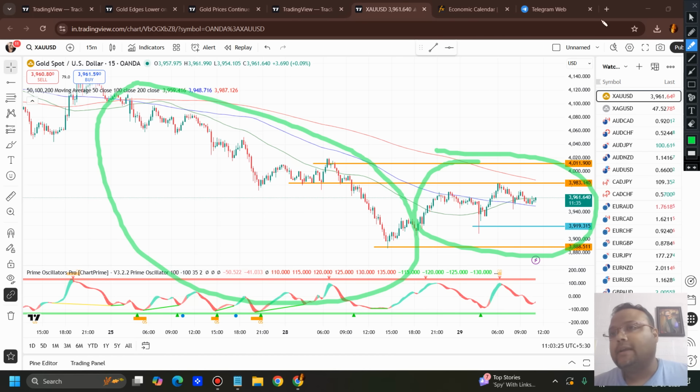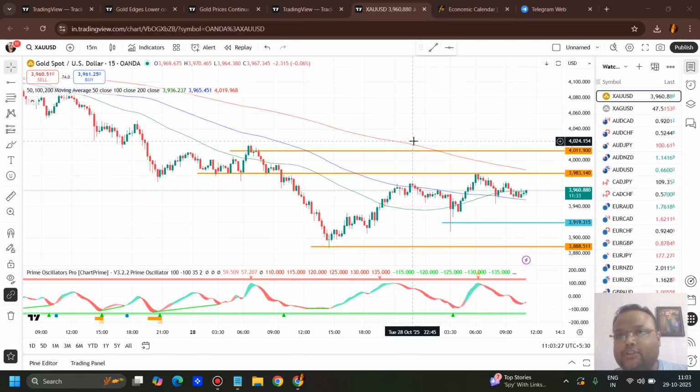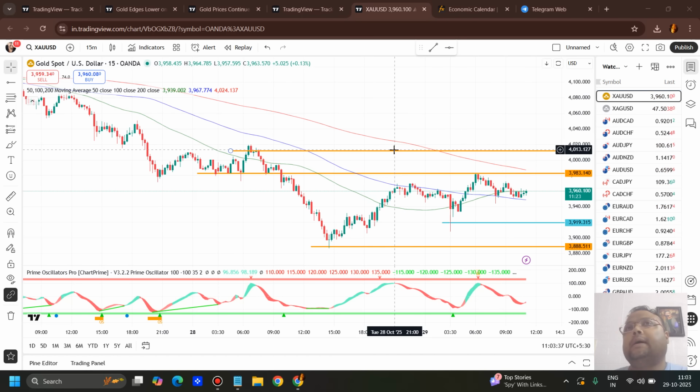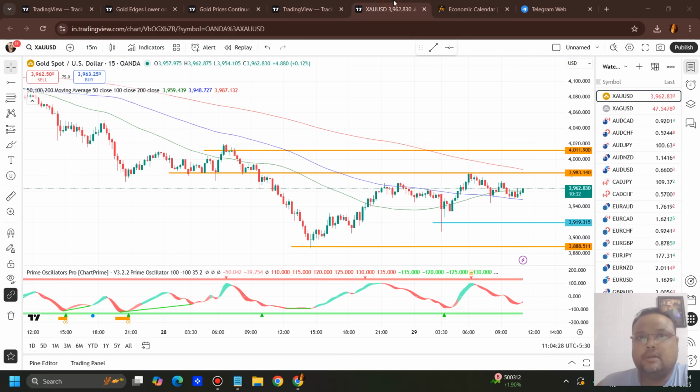One more thing I would like to add here is that in the US session, the indices like US 30 and NAS will have some good impact. They will be volatile because many companies are declaring their results. So the US session may be volatile, but right now the market is silent.